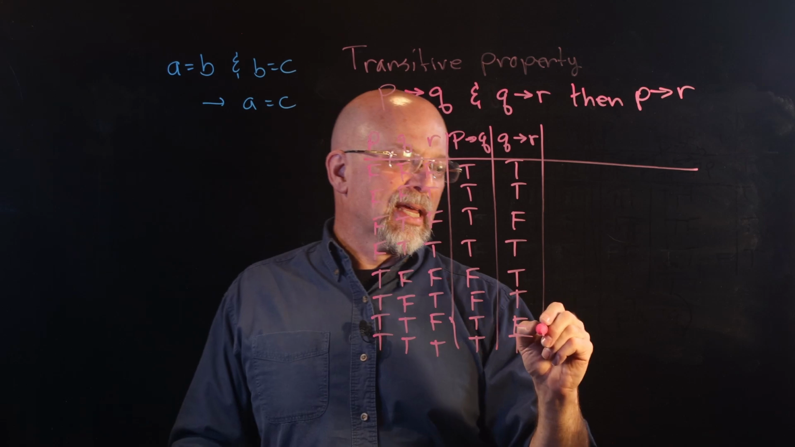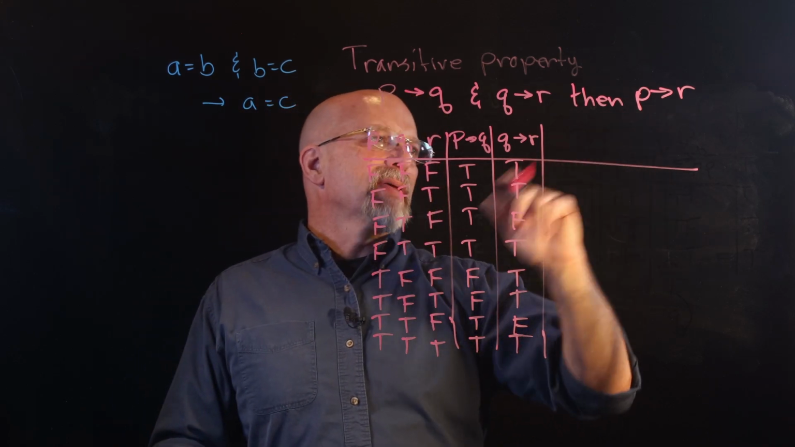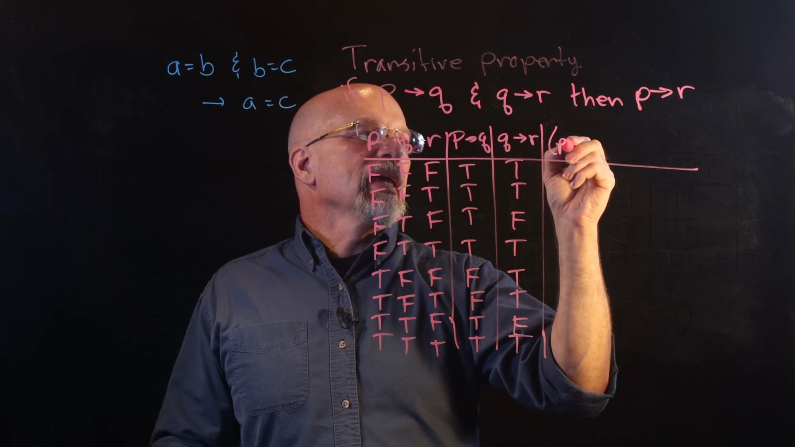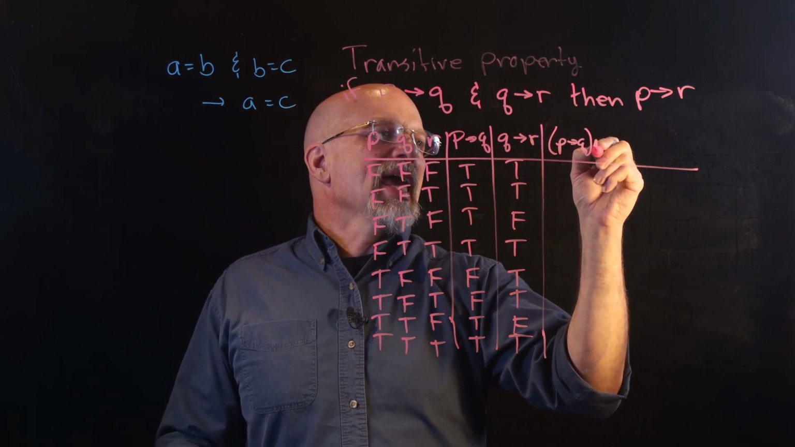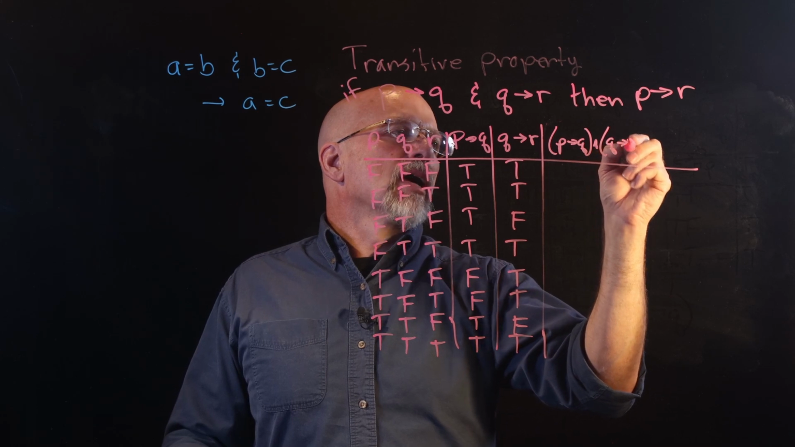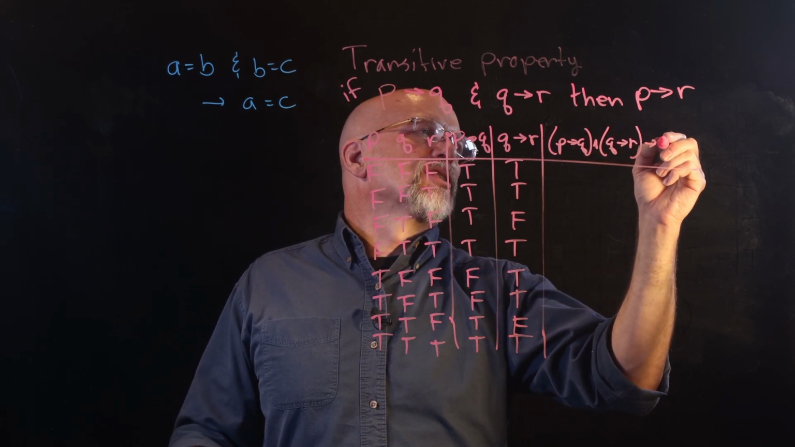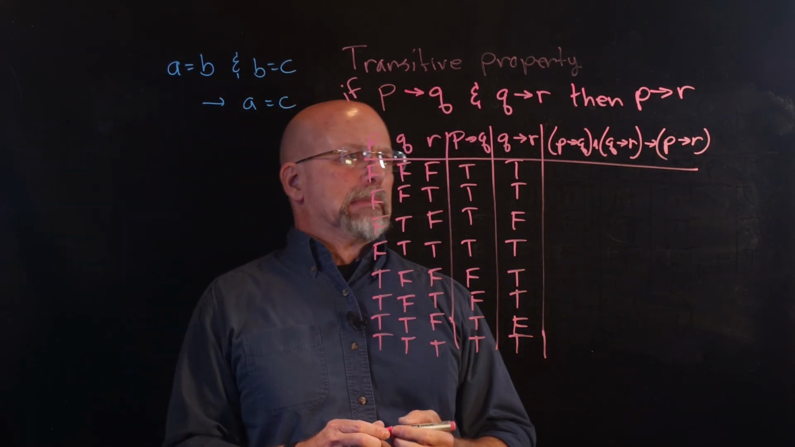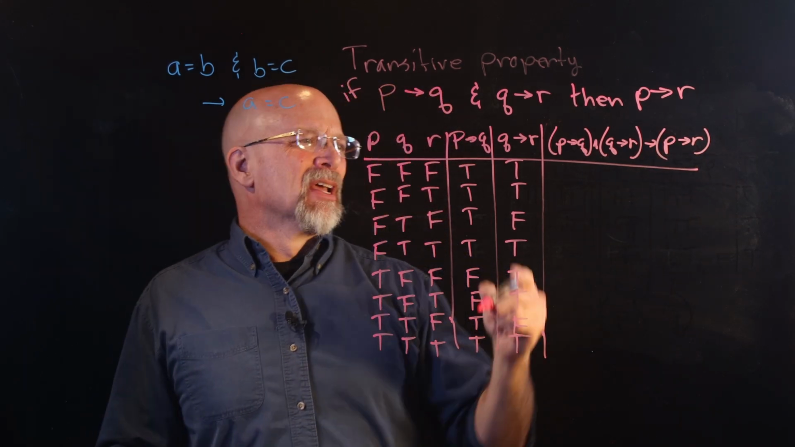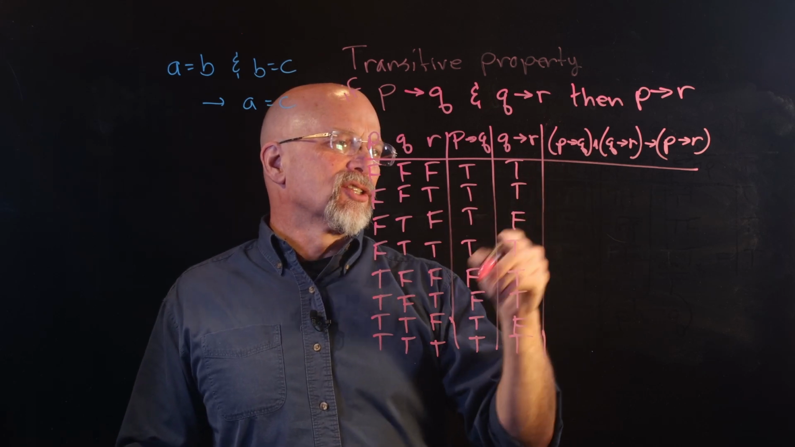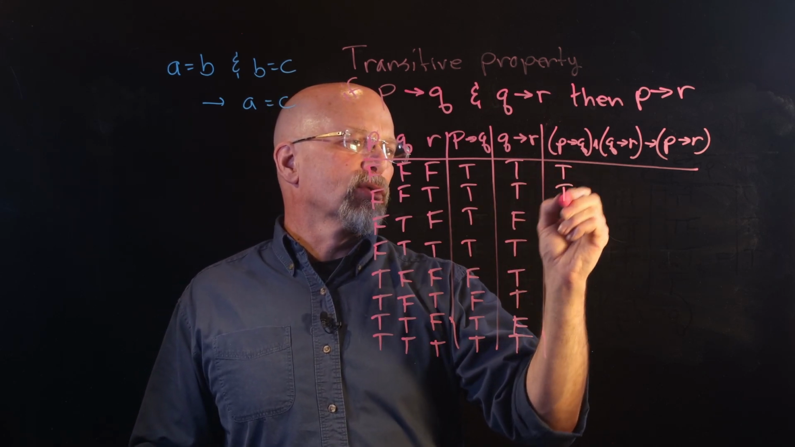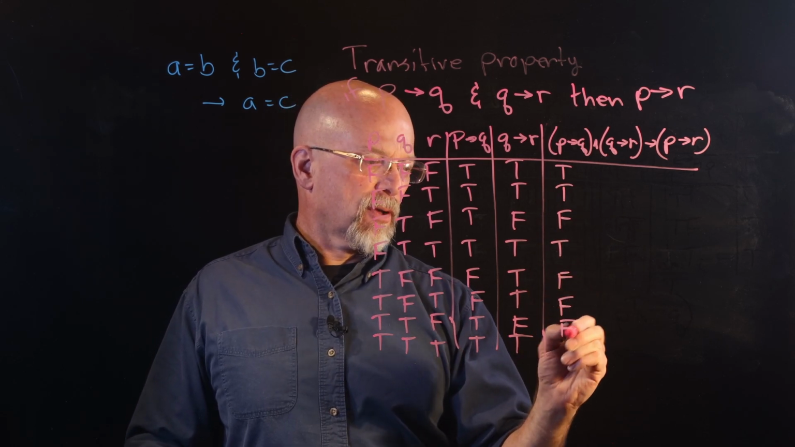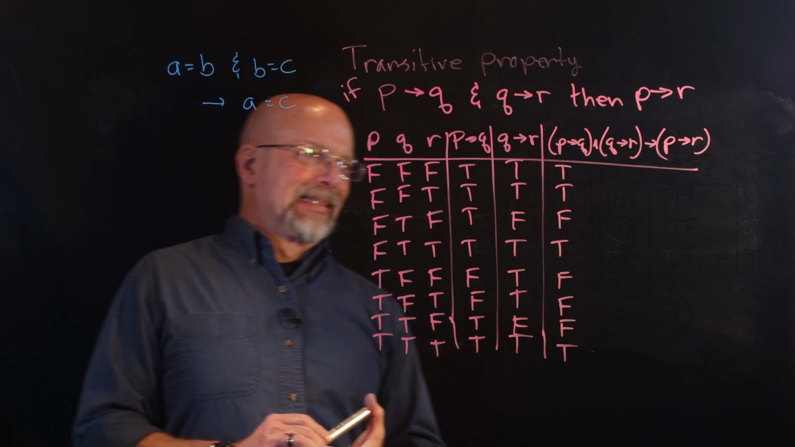Now, the question is then P, and this is going to say if, so what we're going to have is P implies Q and Q implies R implies P implies R. Wow. What is that going to look like? Well, first of all, let's take the and of these two. So the and, we have true, true, false, true, false, false, false, true. That's kind of ugly, isn't it?